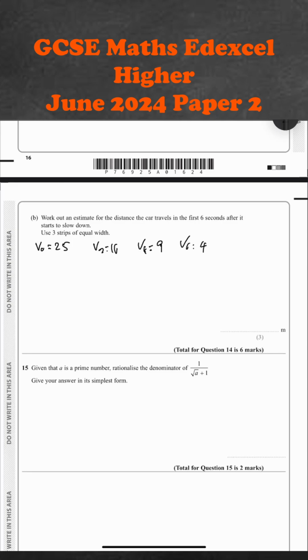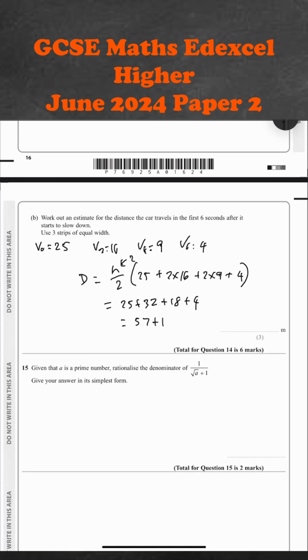And what I need to do is say distance equals h over 2 multiplied by 25 plus 2 lots of 16 plus 2 lots of 9 plus 4. H in our scenario is just 2, so that becomes 2 over 2, which is just 1. So we get 25 plus 32 plus 18 plus 4, and therefore our answer is just 57 plus 22, gives you 79.